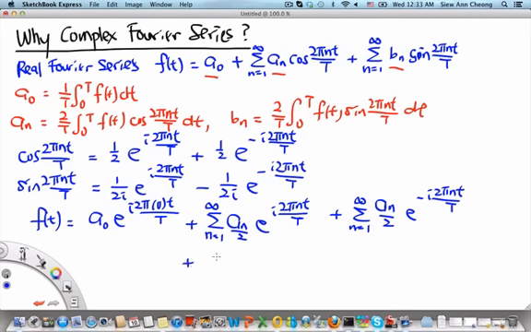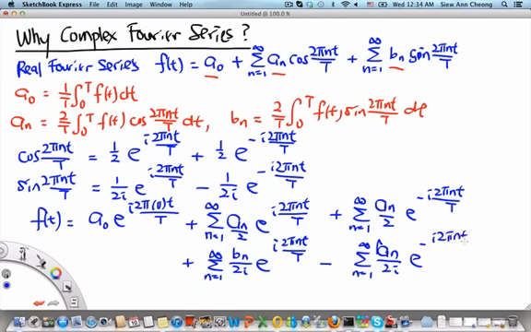And then for the sine, there will be again 2 other terms: a sum from 1 to infinity of bn over 2i e to the i 2 pi nt over capital T, minus a sum from 1 to infinity of bn over 2i e to the minus i 2 pi nt over capital T. Okay, so now we can write this in a slightly different way.